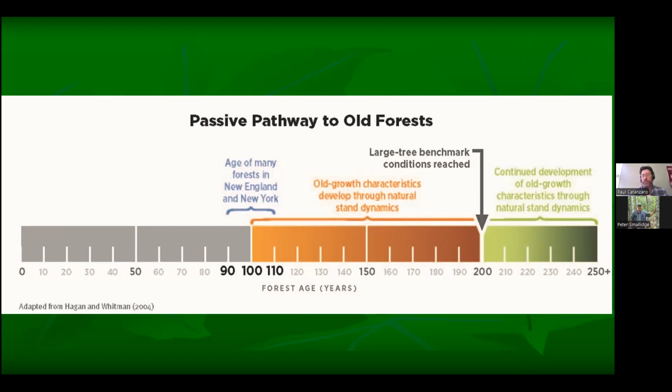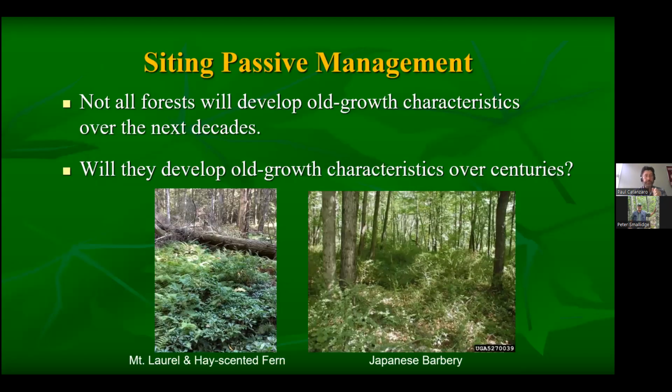So that large tree benchmark is important. If we let our forest grow and develop through time, we will see an accrual of large trees in about 100 years that mimics or is starting to get in the ballpark of old growth forests in terms of what we've measured in current old growth forests. And then, of course, after that, it just continues to grow and develop through time. But it'll take roughly about 100 years, as I said, ecologically young forests.